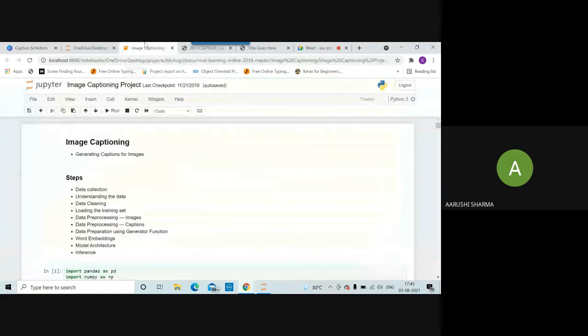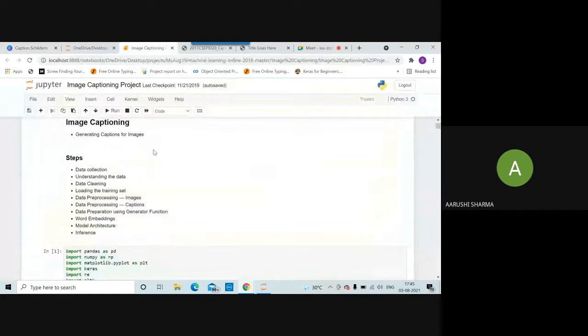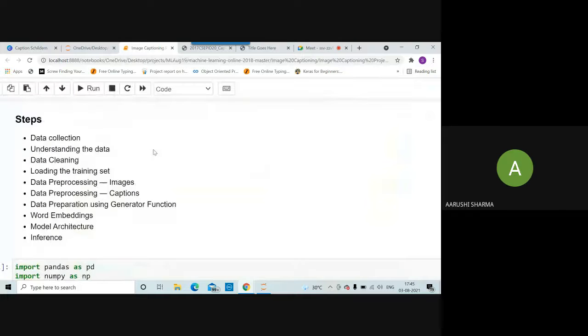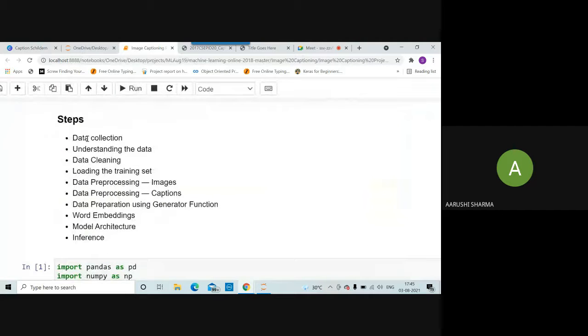Now coming to the coding part, image captioning was our project. The steps that we used were: the first step was data collection. So we collected the data. We used the Flickr 8K data set from Kaggle.